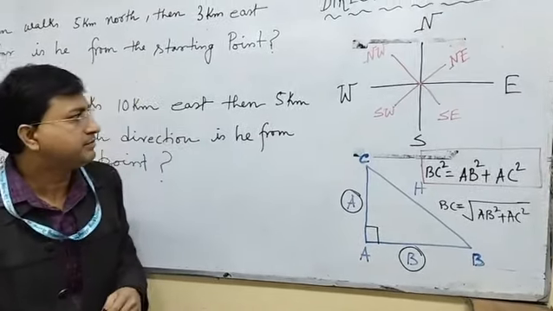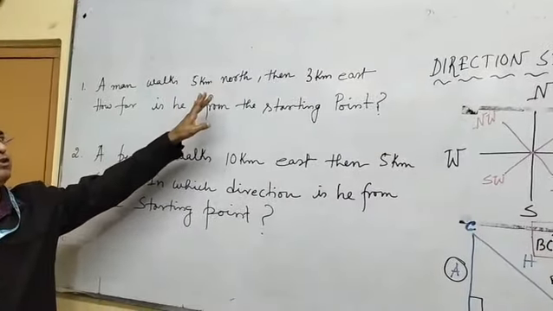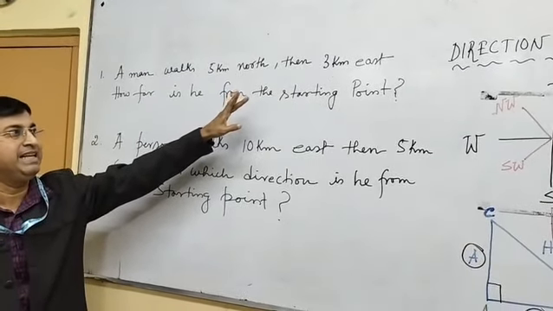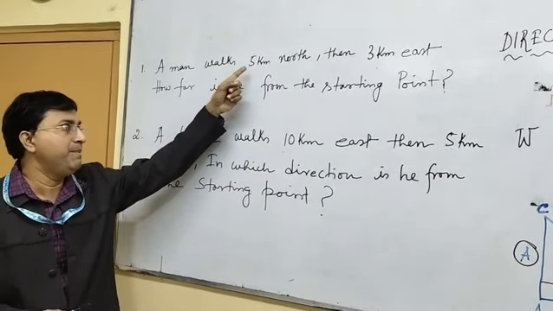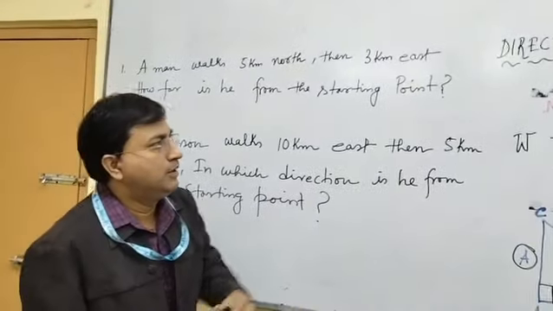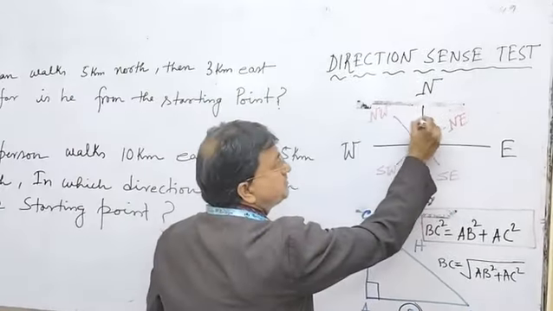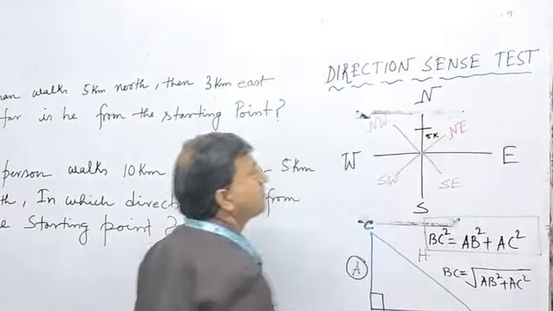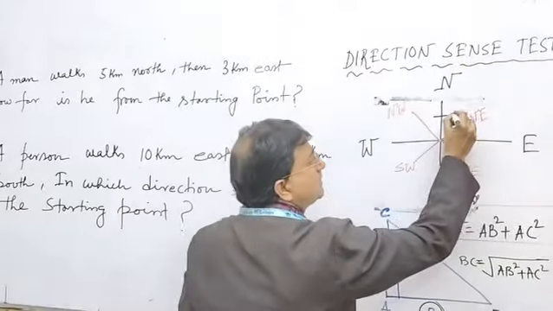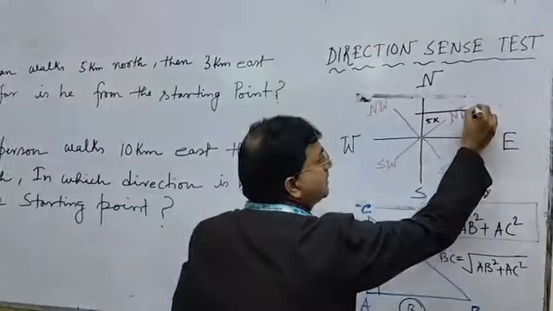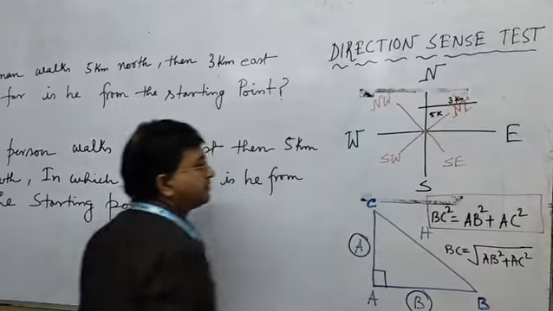Now let's see the first problem. A man walks 5 km north, then 3 km east. How far is he from the starting point? At first the man walks 5 km north. So this is the north, and the man moves 5 km. So this is 5 km. And after that, 3 km east. This is the part of east. Again he moves 3 km. So this is 5 km, this is 3 km. Okay.